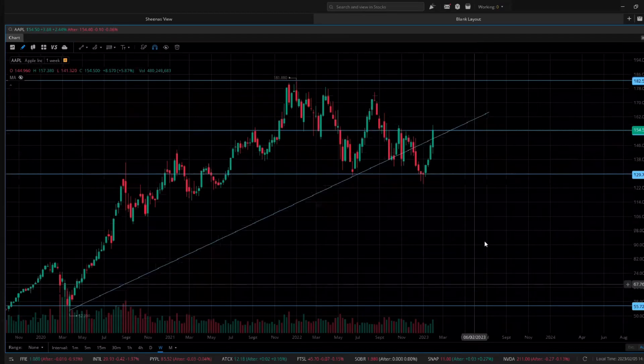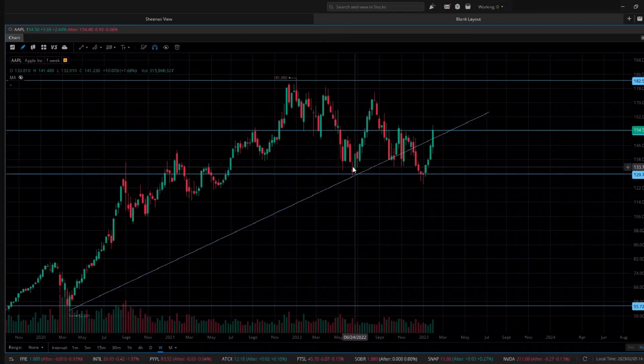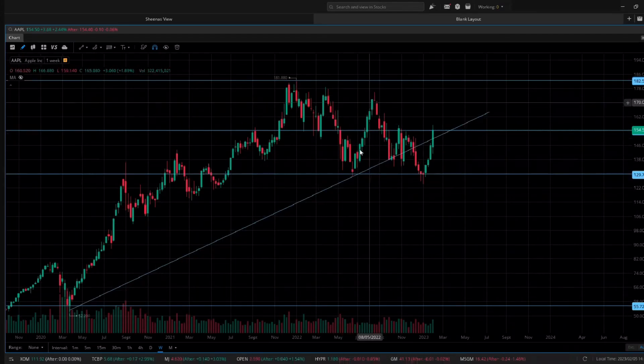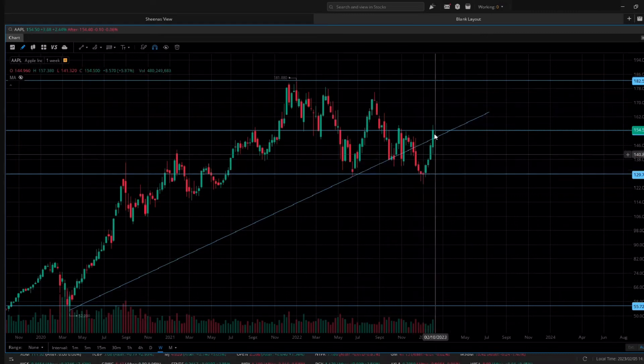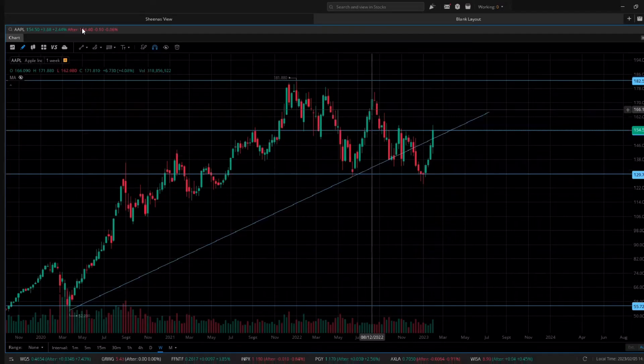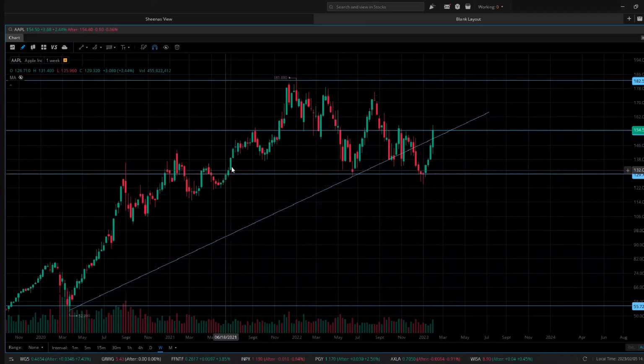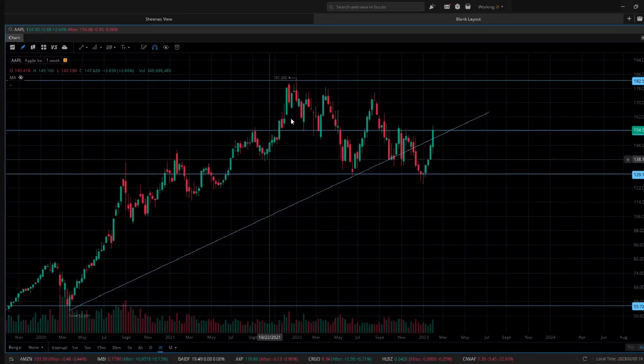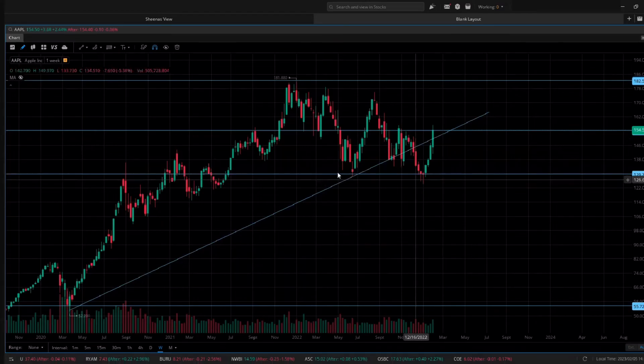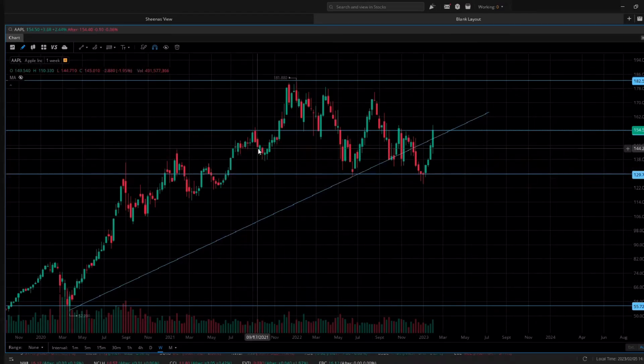But if I'm looking at a stock, a good time to buy Apple would have been here in this area for the run up. Another good time to buy would have been here for the run up. Even if we're looking in the past here, another good time to buy would have been here when it broke this resistance and turned into support and it had a run up. So these are levels where we would be buying.